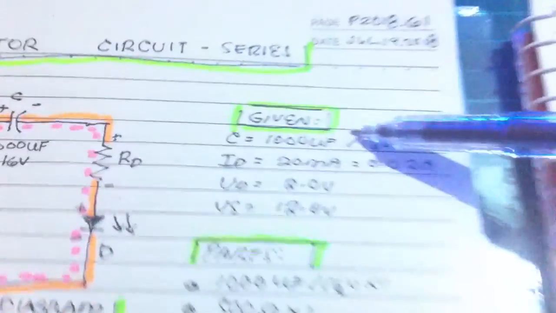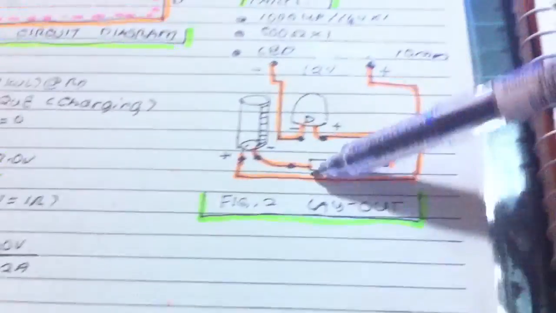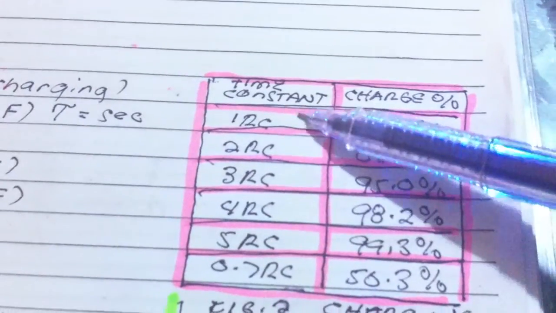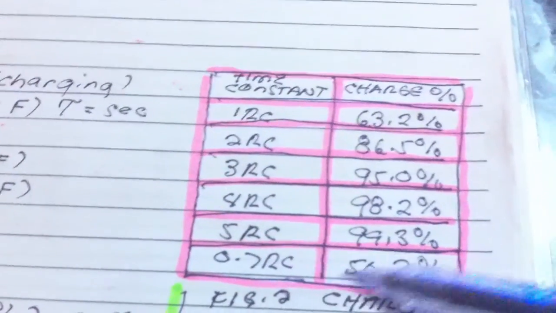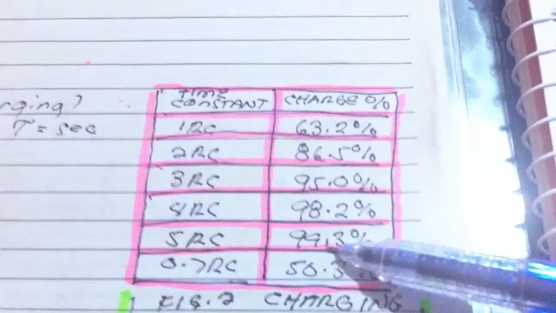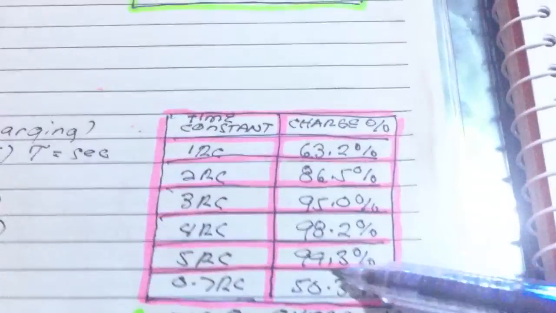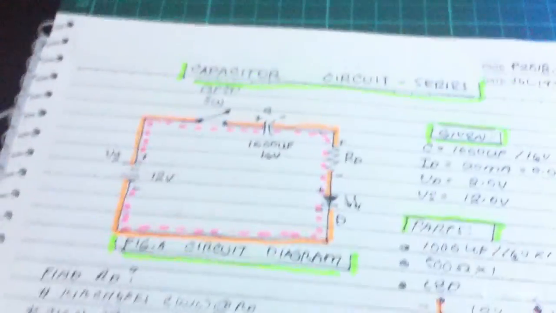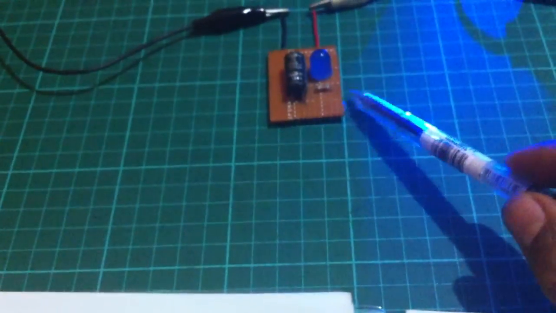So we now know the parts here, the given values, and the layout of this one. Let us see, what is this? This is the time constant. Five time constants will charge a capacitor to 99.3%. A fully charged capacitor takes 5 time constants. So that's the operation of this circuit.